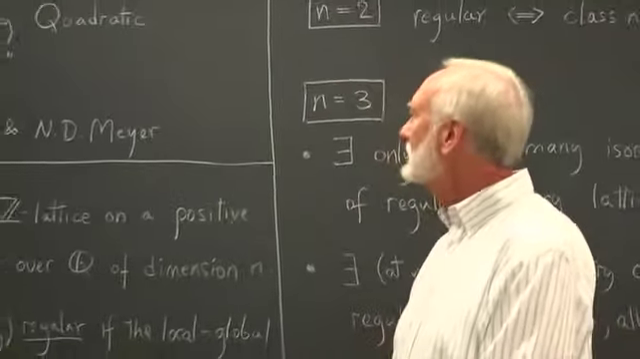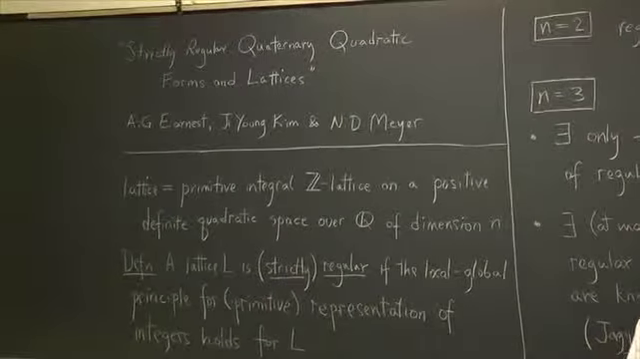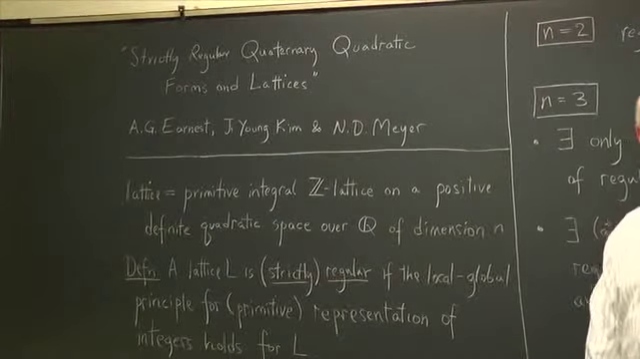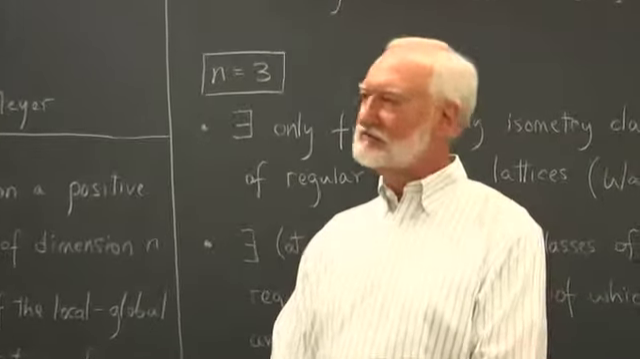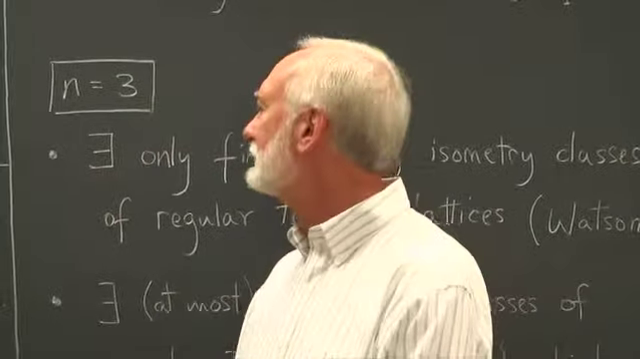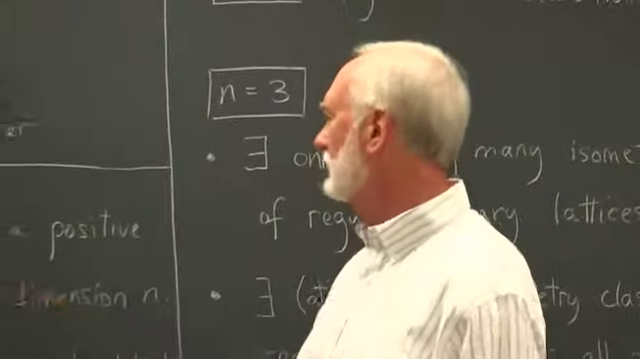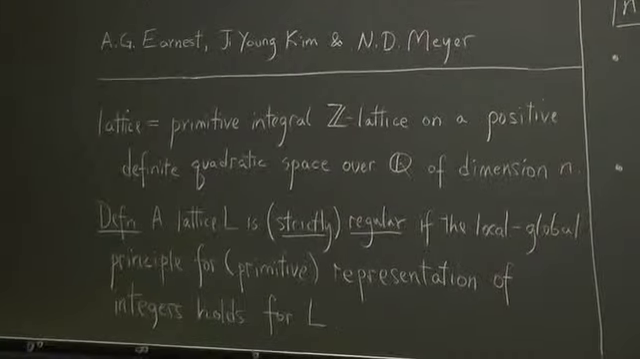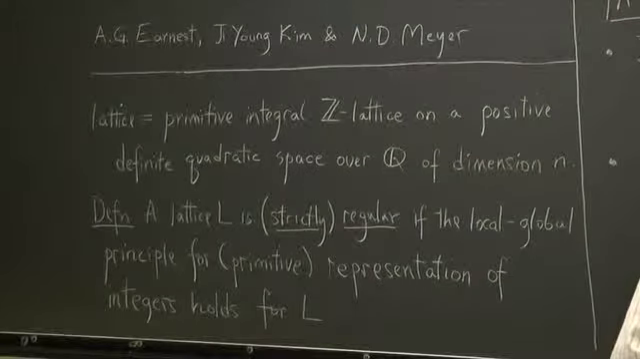As the title of the paper suggests, our results can be formulated either in the classical language of quadratic forms, integral quadratic forms, or in the modern geometric language of quadratic lattices, which is what I've chosen to adopt here. Specifically, by a lattice, I will always refer to a primitive integral Z-lattice on a positive definite quadratic space over Q, the dimension of which will be denoted by n.